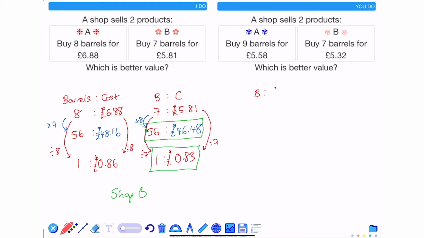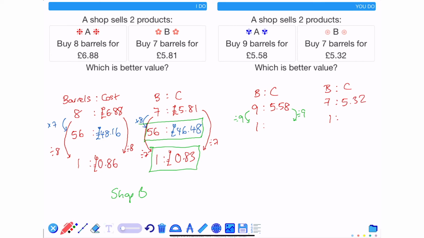So looking at each of the offers, shop A sells 9 barrels at £5.58. Shop B sells 7 barrels at £5.32. With this example, I'm going to use the unitary method. I'm going to work out the cost of 1 barrel in each shop. With shop A, divide 9 barrels by 9. Divide the cost of 9 barrels by 9.